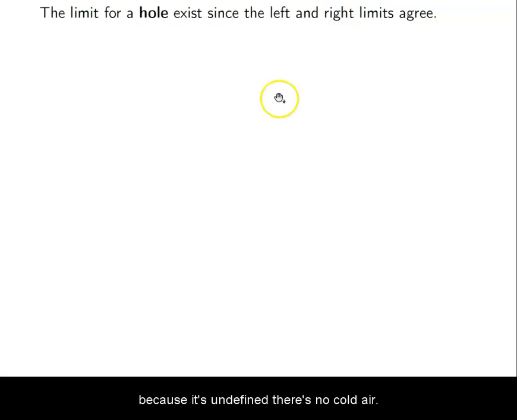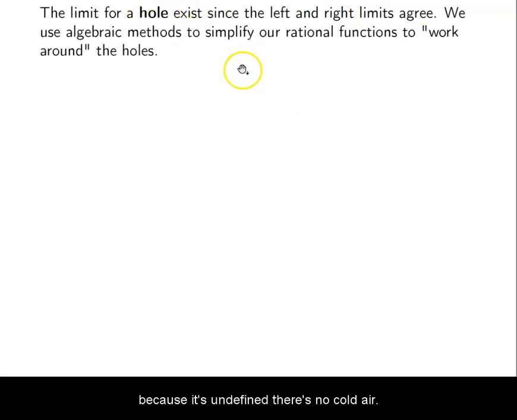Okay, so the left side limit at the hole and the right side limit at the hole are both approaching the same value. It's just that our function isn't defined at that point, right? So the limit exists there because the left and right side limits agree with each other. But my function is not defined at that point. We can't evaluate it at that value because it's undefined. There's a hole there, okay?